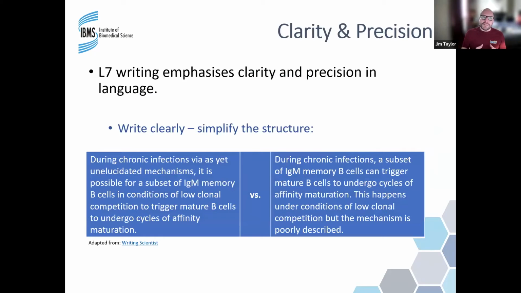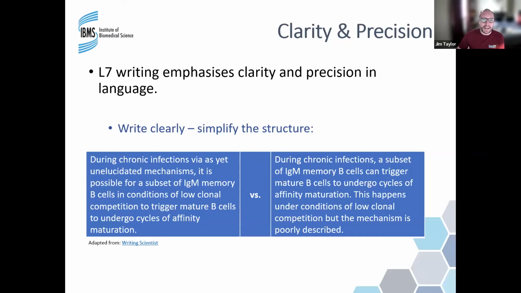So writing at level 7, the first thing we've got to do is make sure that we are writing clearly. Clarity and precision are the two most important things. And that follows on really from the point I've just made about understanding the words that are being used, whilst the question is being structured and as you're reading the question. So first top tip is write clearly by simplifying the structure.